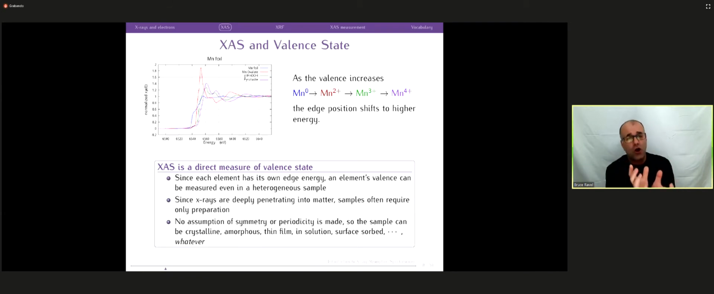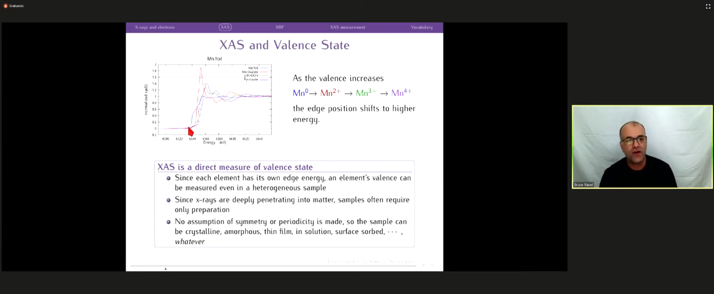With less charge around the nucleus of the manganese atom, there's a little bit less screening of the positive charge in the nucleus by the cloud of electrons around the manganese atom. So the binding energy of the deep core electron goes up a little bit as you increase the formal valence. As the manganese atom gives up a little bit more charge density, the nucleus is a little bit less well screened, and that 1s electron is held a little bit more tightly to the manganese atom.